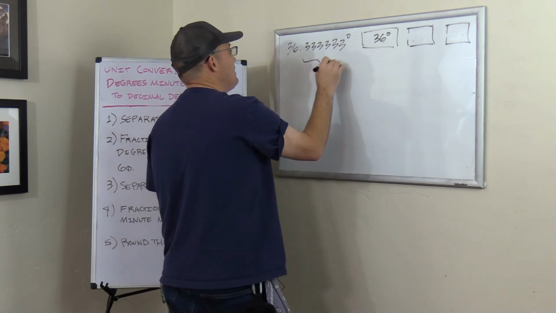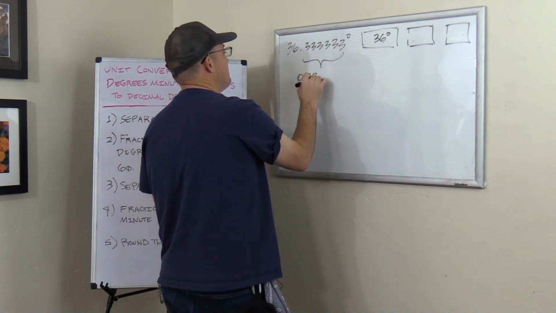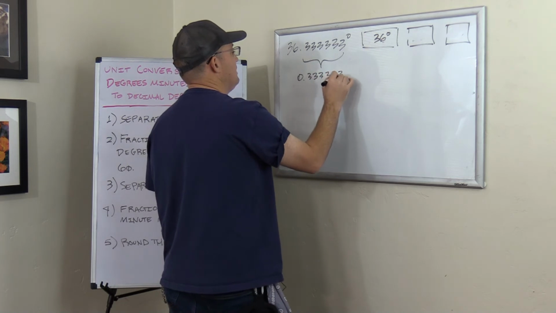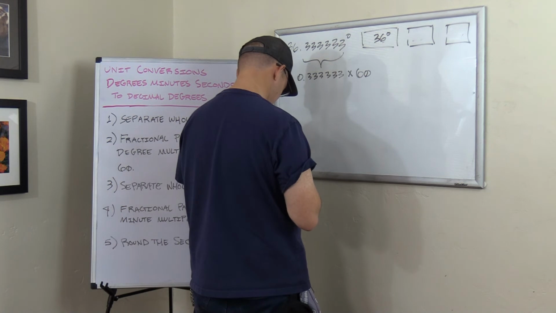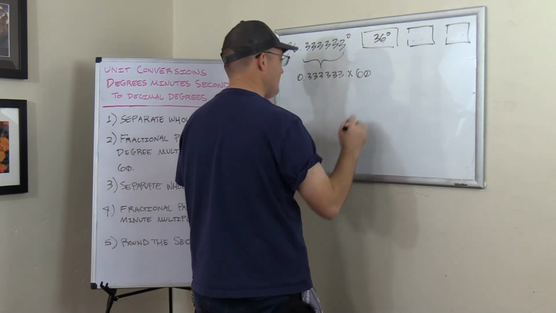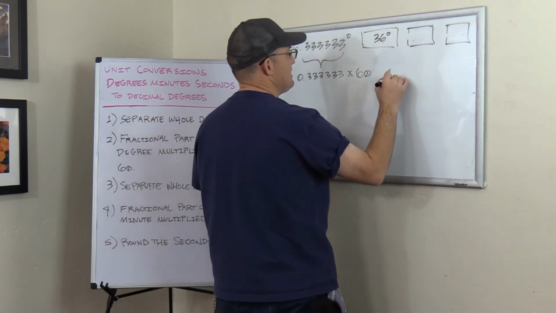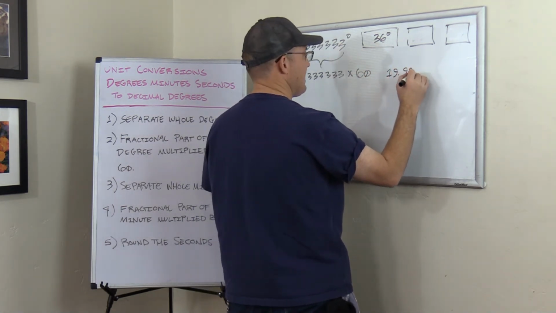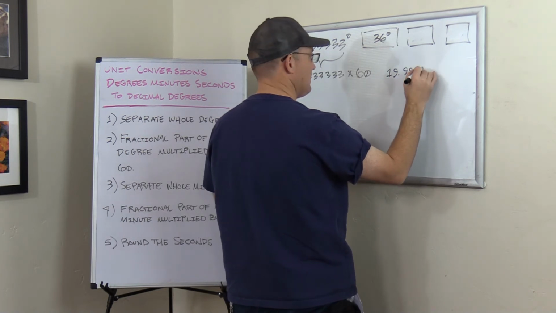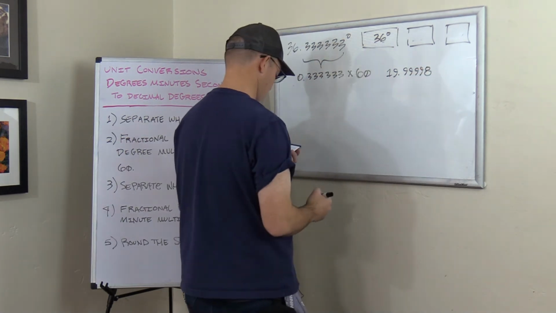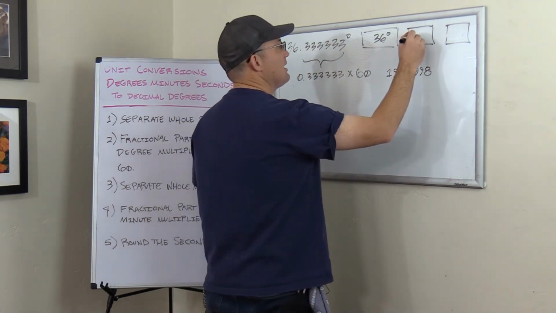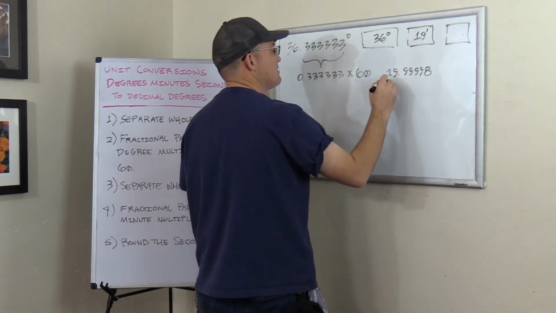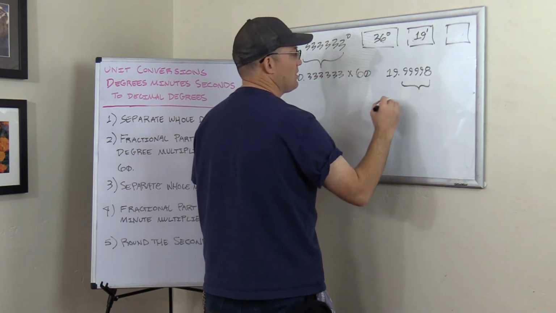Okay, I'm going to be left with 0.333333. I'm going to multiply that by 60. That's going to give me my minutes. Okay, so that's going to give me 19.99998. Okay, so we're going to separate out the whole minutes, 19 minutes. Okay, that's the minutes.